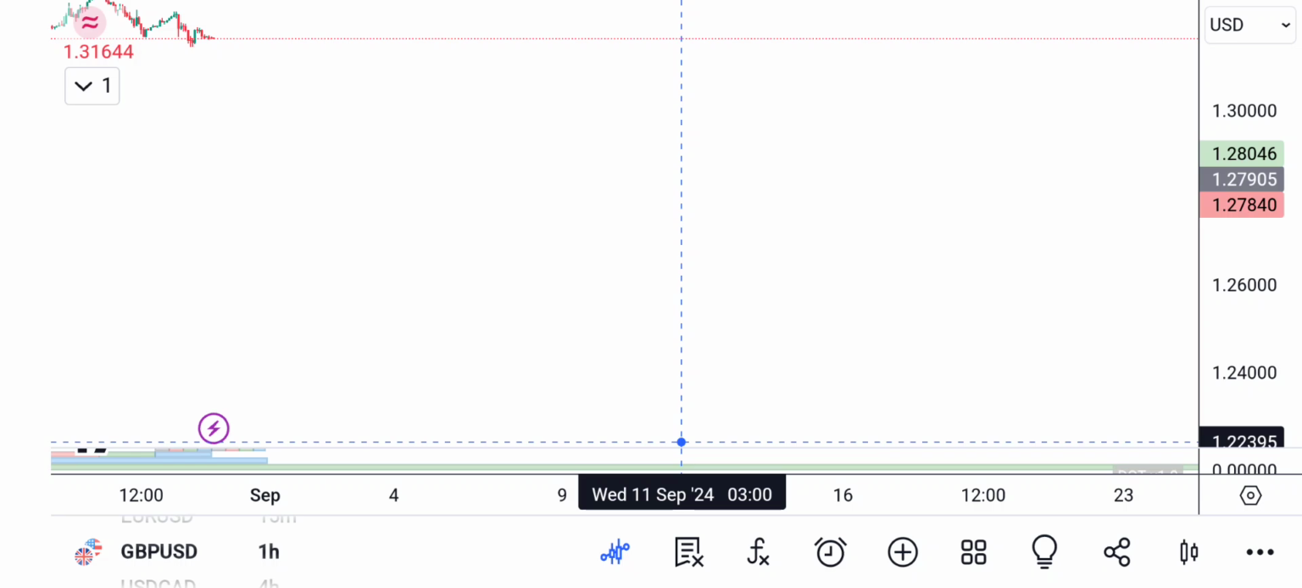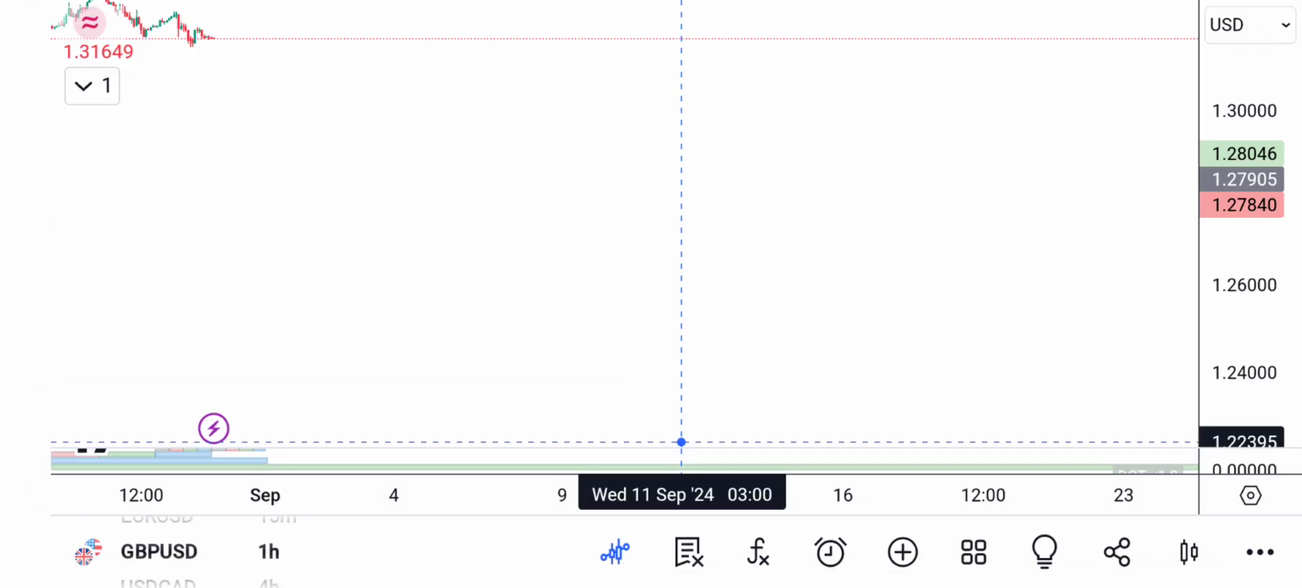Greetings again, traders. I want to quickly show you the difference between a shift in market structure, or a change of character, or a market structure shift, and a break of structure. Last time we did the bullish scenario: bullish shift in market structure or bullish change of character, and bullish break of structure.